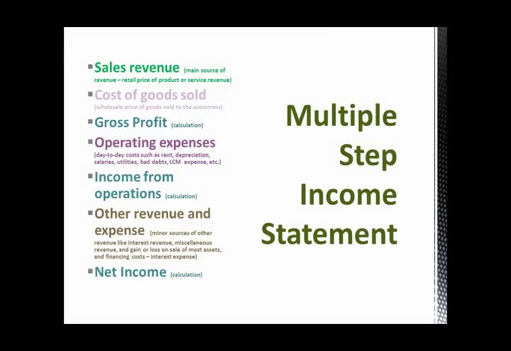So your main source of revenue should be at the top. If you're selling a product, that's going to be sales, but if you're performing a service, then you'd have service revenue, and it wouldn't be as much detail. So you're taking the retail price of what you're selling and immediately comparing it to the wholesale price of what you're selling, which is the cost of goods sold expense. And then we do a calculation.